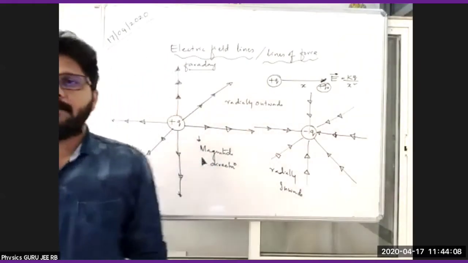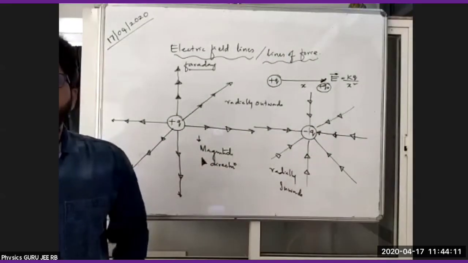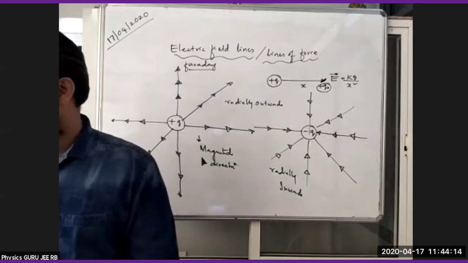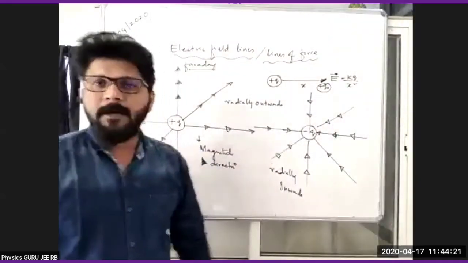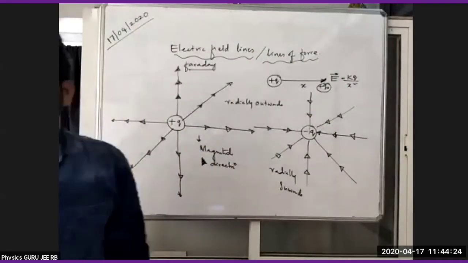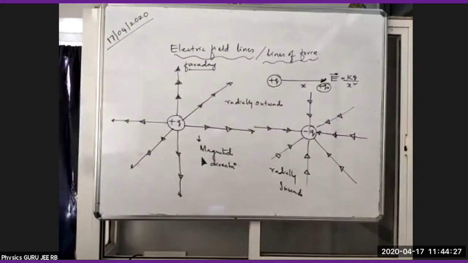First, write down the definition, then we'll proceed. All of you write down the definition, everybody. The free path traveled by a unit positive test charge in the electric field is called electric lines of force. The free path traveled by a unit positive test charge in the electric field is called electric lines of force.